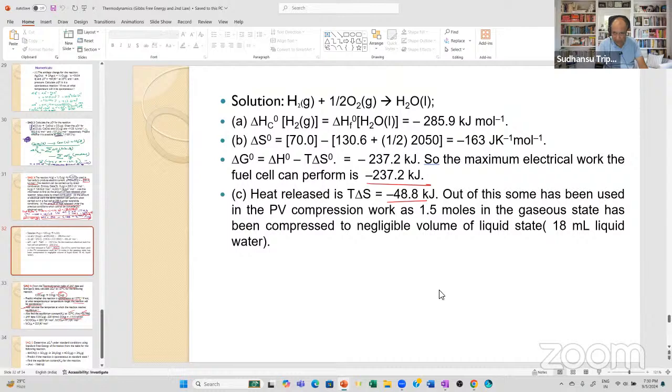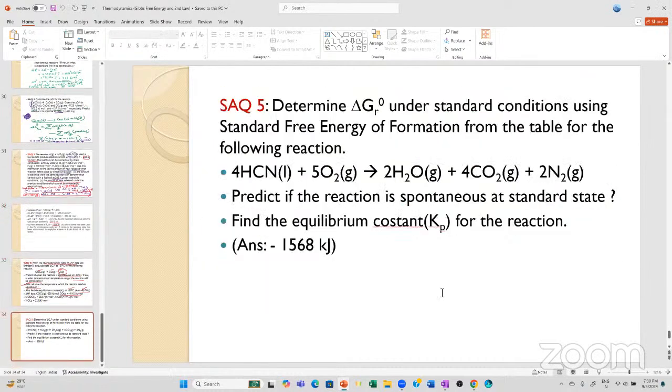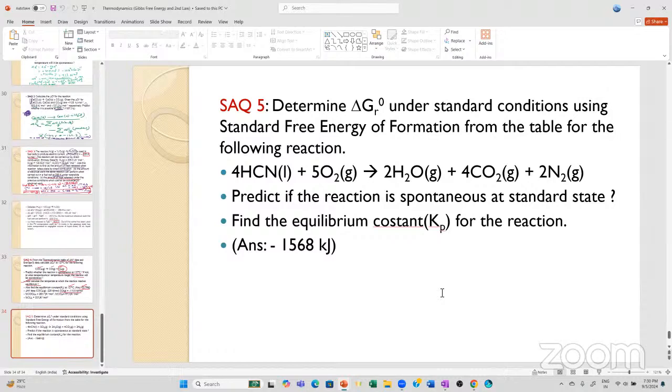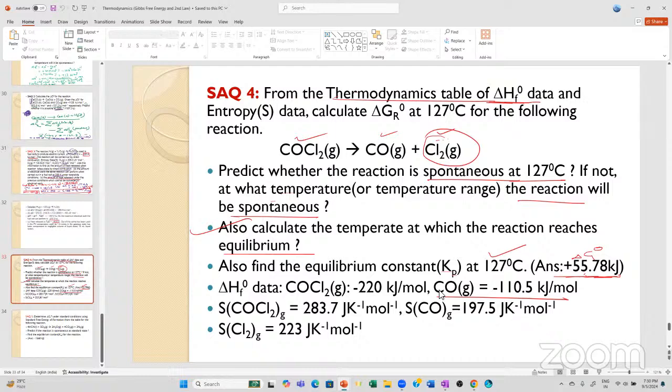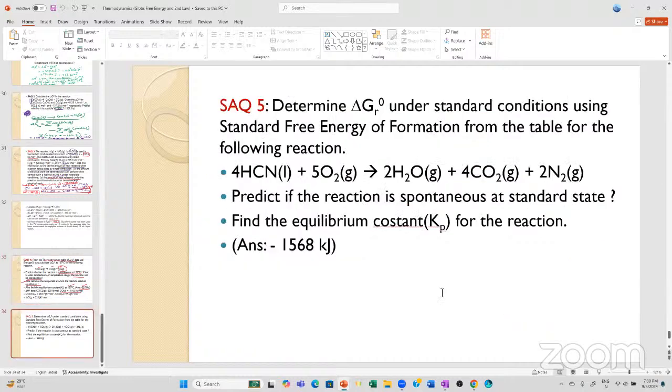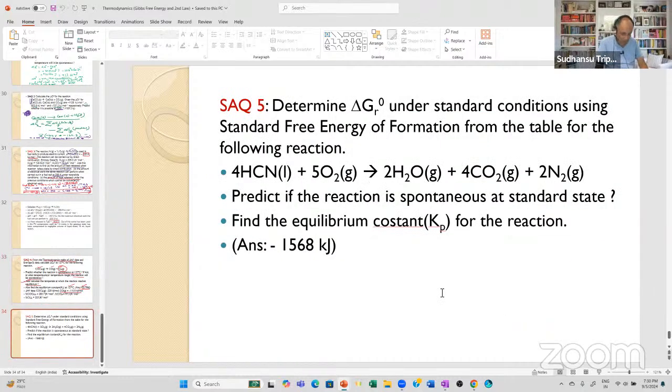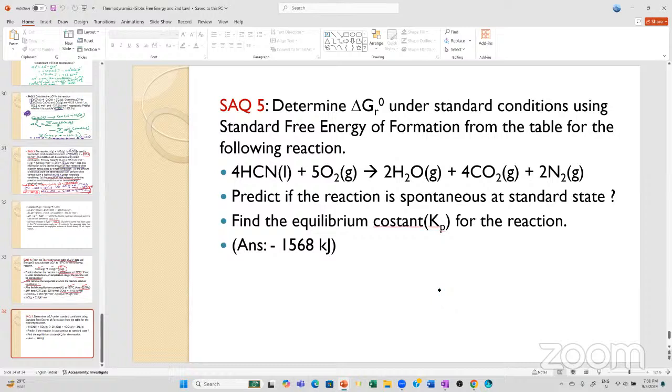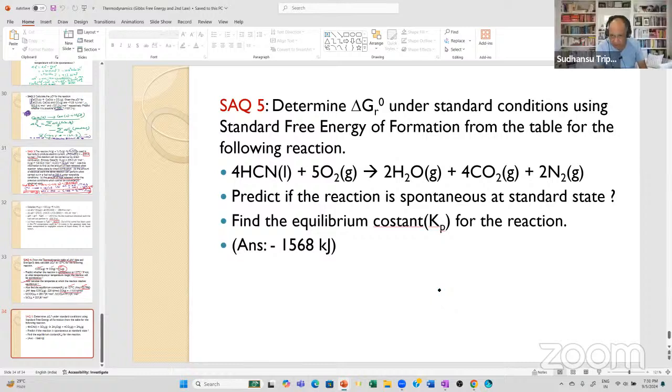Sir, in this one I am getting a different answer in the second question. I have done this, and the second one gives me a different answer. Yes, sir. Let us see. Determine del G under standard conditions using standard free energy of formation from the table for the following.